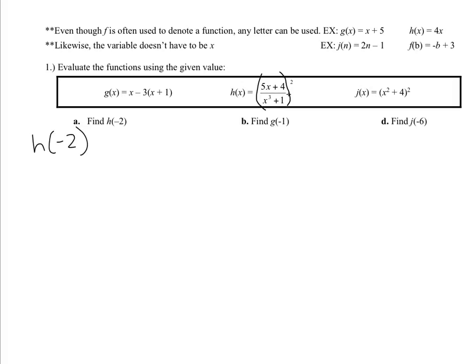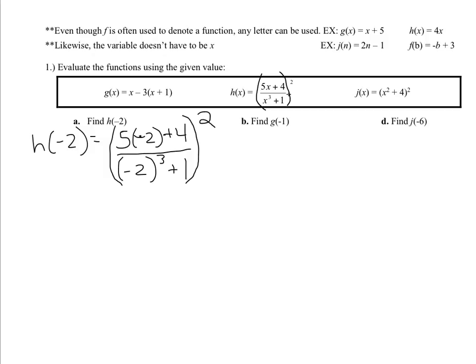I'm going to start by writing that first, okay? I'm now putting that into the h function. So I'm going to do my big parentheses, 5 times negative 2 plus 4 over negative 2, you do need to do negative 2 to the third power, plus 1. So the negative 2 has to go in parentheses on the bottom. It doesn't have to go in the parentheses in the top, okay? Then I'm going to square that.